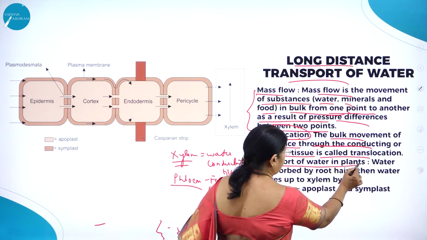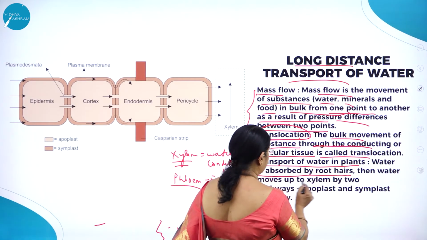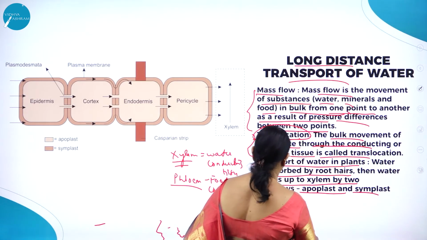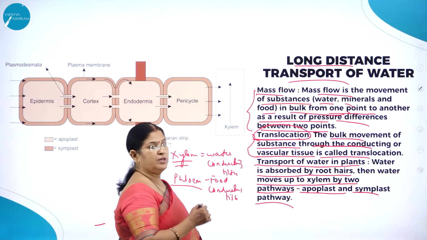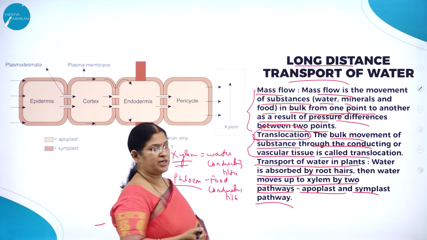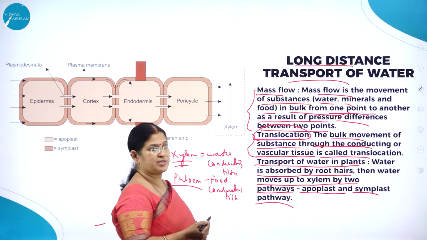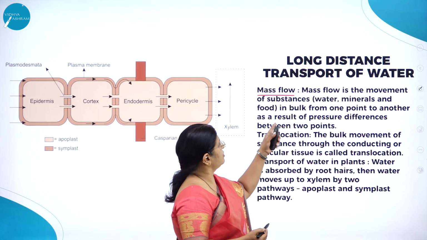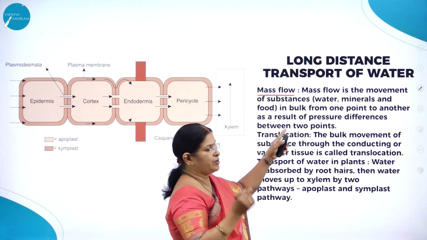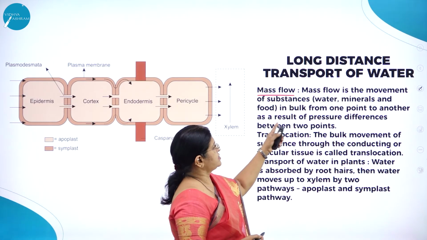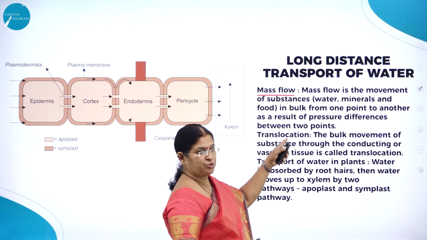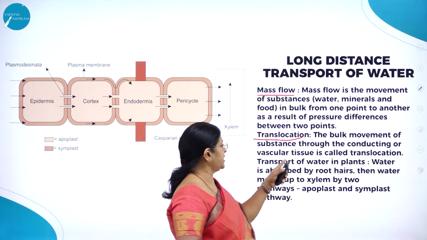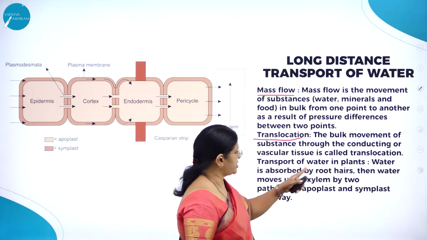Transport of water in plants. Water is absorbed by root hairs. Then water moves up to xylem by two pathways called apoplast and symplast pathway. So let us recollect what is long distance transport through mass flow hypothesis and translocation. Mass flow is the movement of substances, may it be water, mineral and food in bulk form from one point to another as a result of pressure differences between the 2 points. Translocation is the bulk movement of substance through the conducting or vascular tissue.